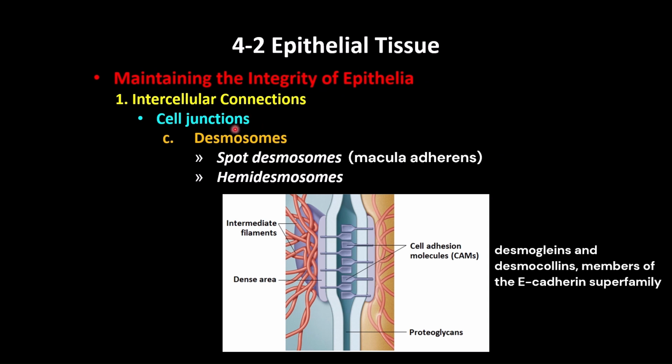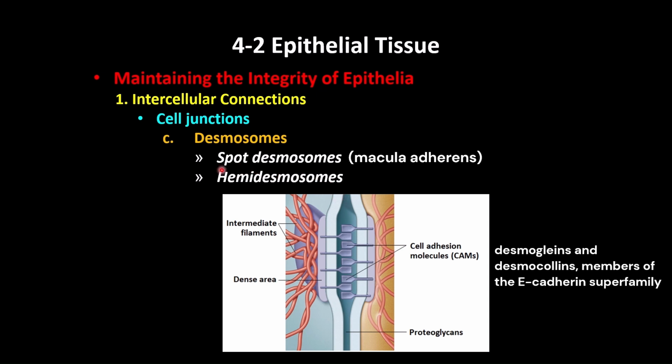Then the third type of cell junction is called desmosome. Desmosome is a connection in different areas of the cell body. Usually it can be between the walls of two cell bodies, or it can be the base of an epithelial cell with another type of cell, or with a basement membrane. Based on that, you have two types of desmosome: the spot desmosome and the hemidesmosome. The spot desmosome means that the two cell walls are connected side by side, or connected on top of each other.